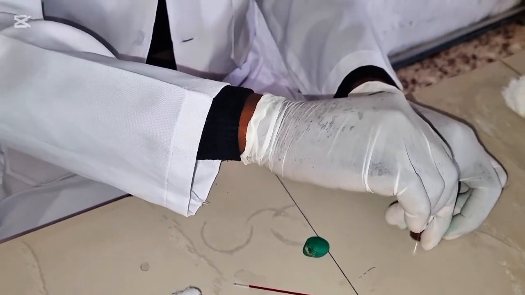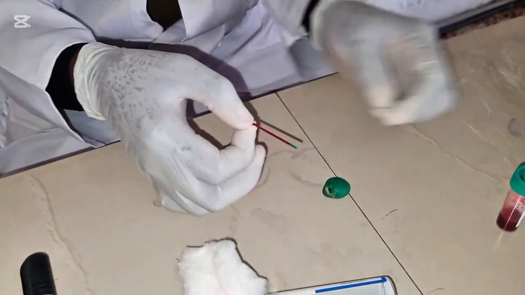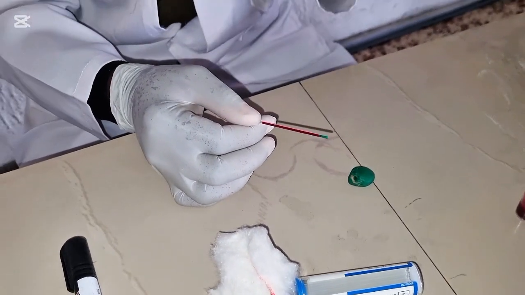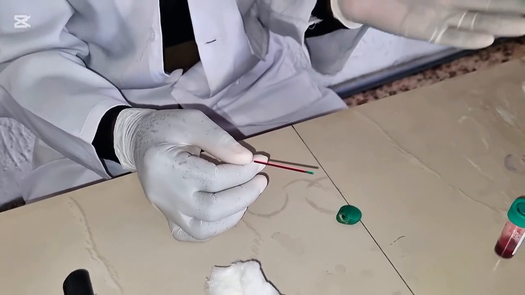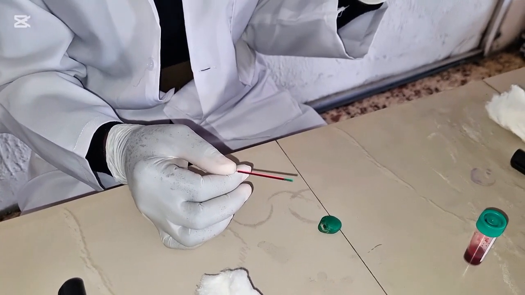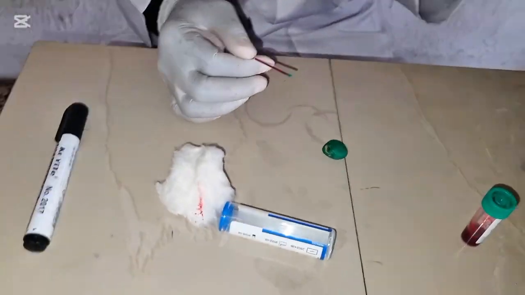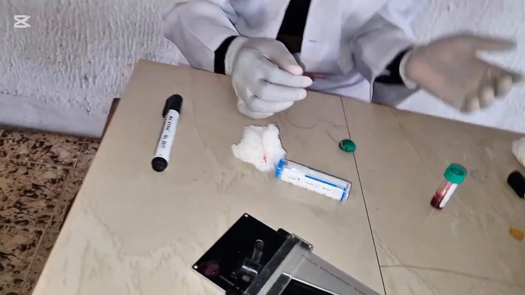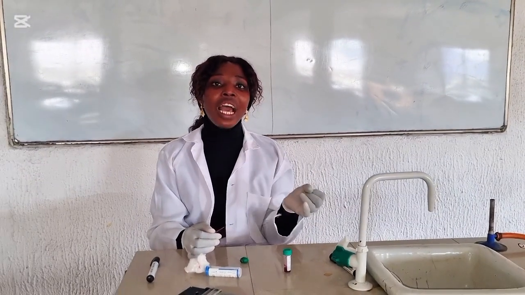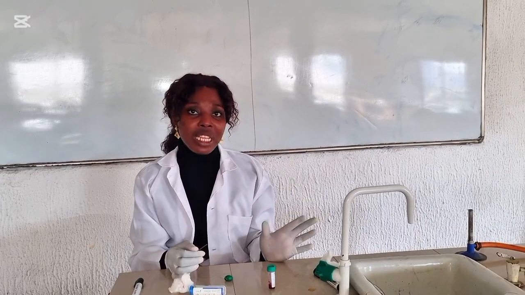Now we spin our filled capillary tube at 12,000 RPM for 5 minutes. And if you are spinning at 15,000 RPM, that's revolution per minute, you spin for 3 minutes. So the higher the revolution per minute, the lower the minute. Because you are spinning at 12,000 RPM, it's going to be for 5 minutes.